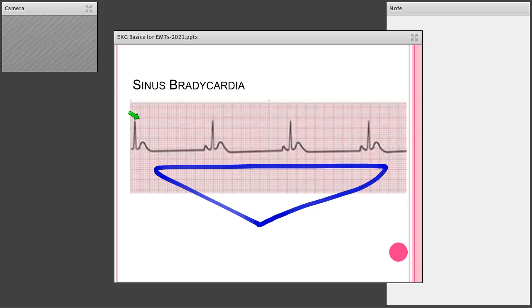Looking at the rhythm, this looks to be pretty equal between each one, so we'll call it regular. So it's slow and regular. There is an upright P wave for every QRS complex. We have this amount of space, so it looks to be about 3 to 4 boxes for the PR interval.